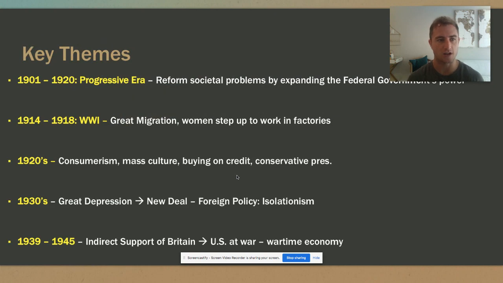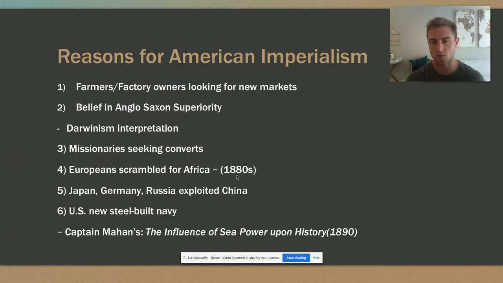Okay, so talked about our key themes already. We can go past this. Let's get into American imperialism. So lots of reasons for American imperialism in this era. One is overproduction. That's perhaps the most important reason. We have overproducing farmers. We have overproducing factories. They're looking to export their goods to new markets. Therefore, American imperialism would bring new markets into the empire and therefore provide consumers for American manufactured or farmed goods.